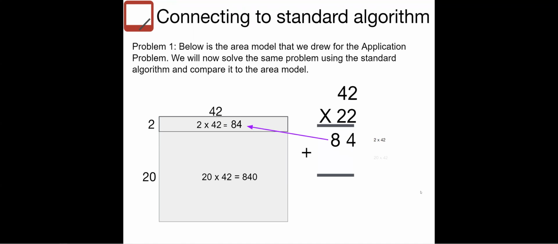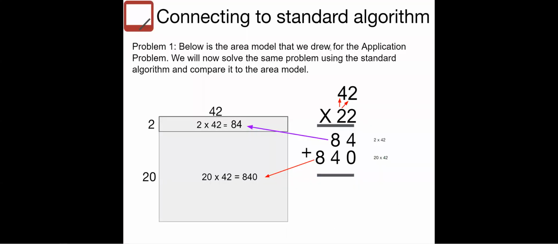And then we would multiply 20 times 42. We could put down our 0 right away because that 20 that we're multiplying is a multiple of 10. So we know we could put the 0 right off at the beginning. Then we'll multiply 2 in the tens place by 2 in the ones place, and that would be 4. And then we'll multiply the 2 in the tens and the 4 in the tens, and that would be 8. And we can see that that is the same as what we got in our area model.